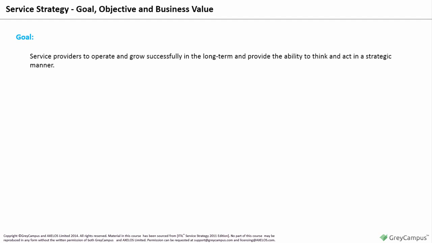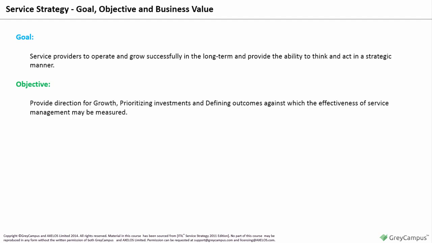Service strategy, goal, objective and business value. The goal of service strategy is to help service providers to operate and grow successfully in the long term and provide the ability to think and act in a strategic manner. The objective is to provide direction for growth, prioritising investments and defining outcomes against which the effectiveness of service management may be measured.